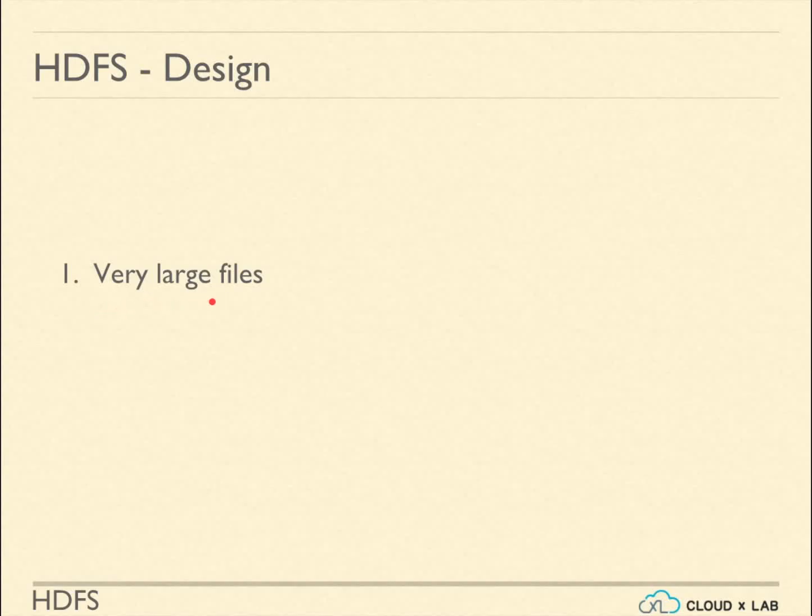HDFS is designed for storing very large files with streaming data access pattern. It is designed for very large files. Very large in this context means files that are hundreds of megabytes, gigabytes, or even terabytes in size. It is designed for streaming data access.